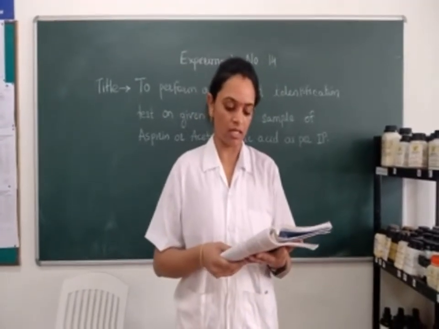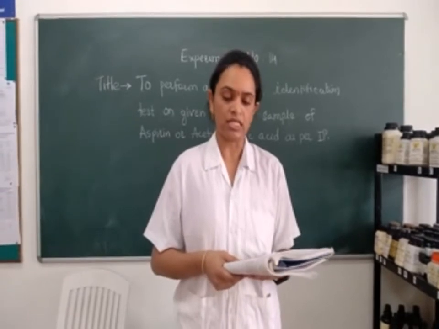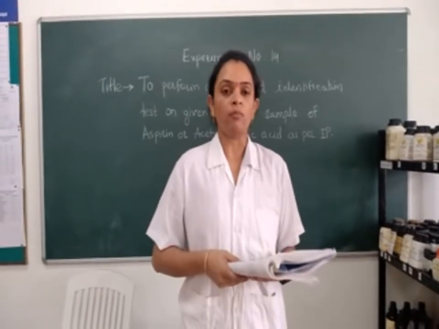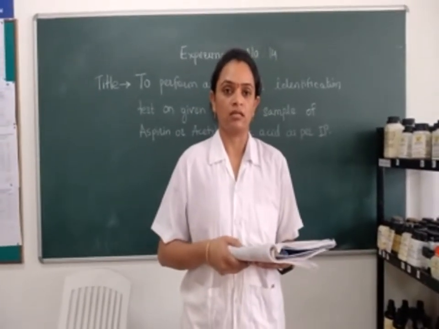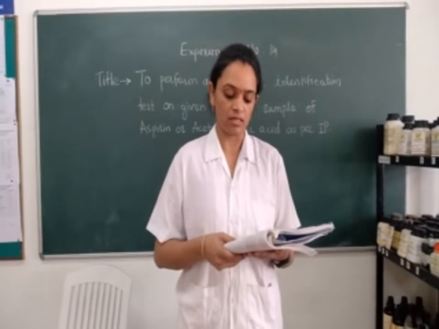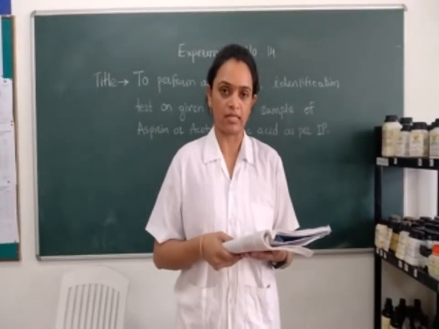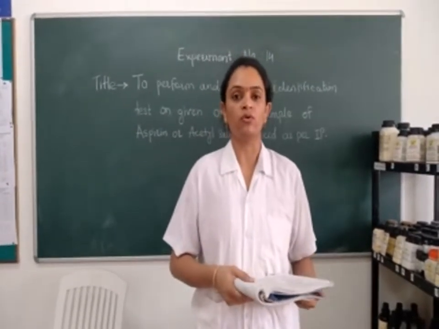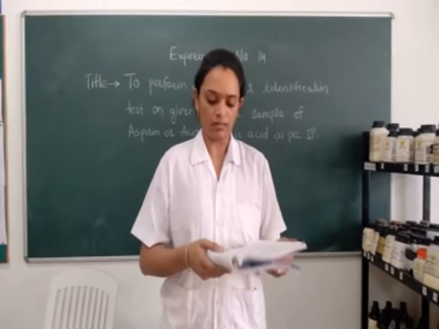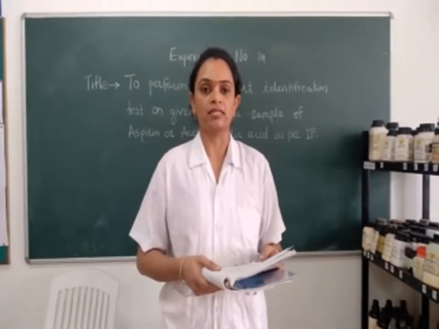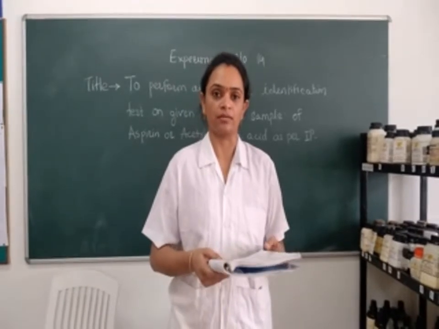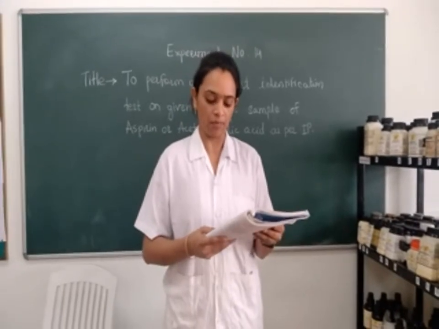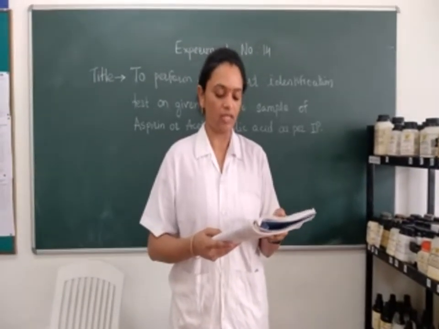Test B, the odor of ethyl acetate is produced. That means the given sample complies with the test as per IP, and the melting point of the given sample is 142 degrees Celsius, and the inference is it complies with the test for aspirin as per IP. That means the result is that the given sample of aspirin complies with tests A, B, C for the identification as per IP. In this way, today we performed the identification test.